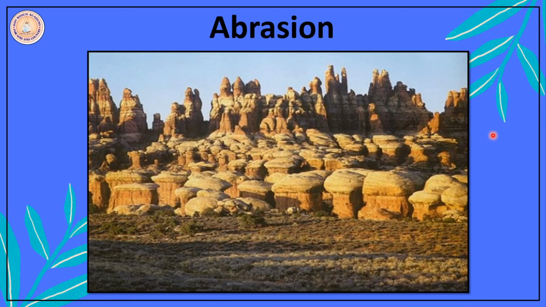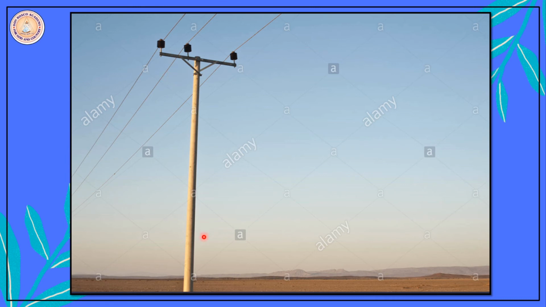So this is the reason why we find the wooden electric poles to be having a metallic cover about a meter in height, so that they do not get abraded by the action of the wind, especially in the desert areas. So they are protected by a metallic cover.